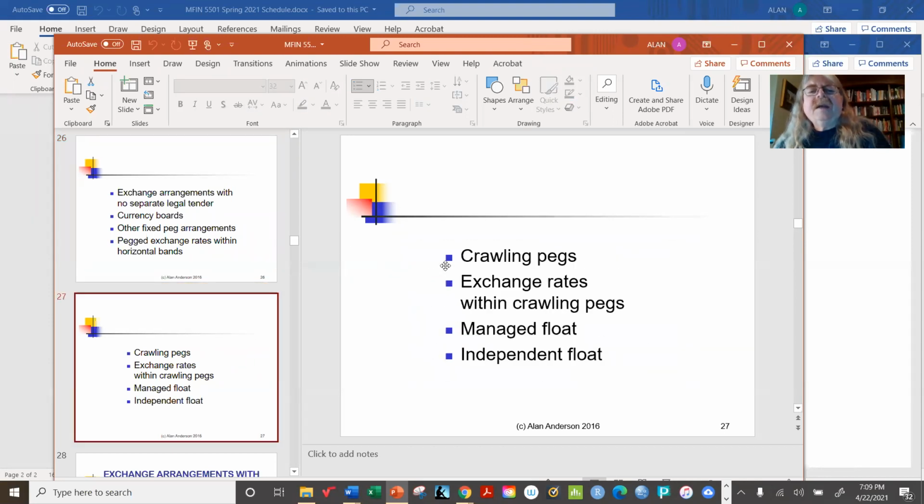We also have crawling pegs, which we've seen a video about. Then managed float, which basically means you have floating exchange rates, but the central bank does periodically intervene and tries to prop up the currency or in some cases weaken it. And then we have independent float, where basically the central bank keeps its hands off and does not intervene in foreign exchange markets.